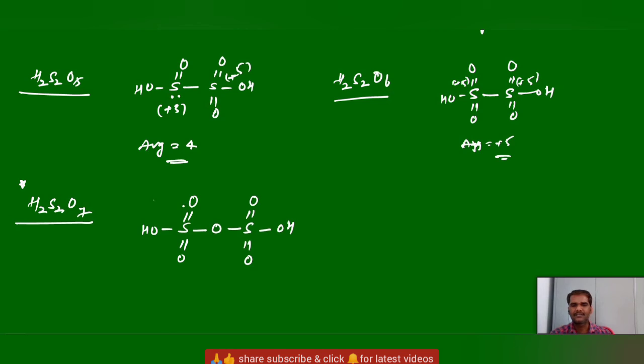Again here we see the oxidation state of pyrosulfuric acid. This is plus 6 and this one also plus 6. Average also plus 6.